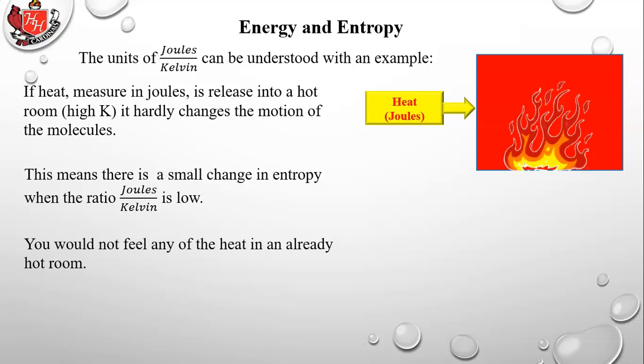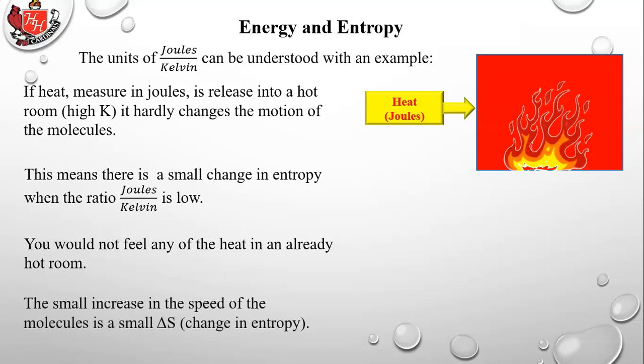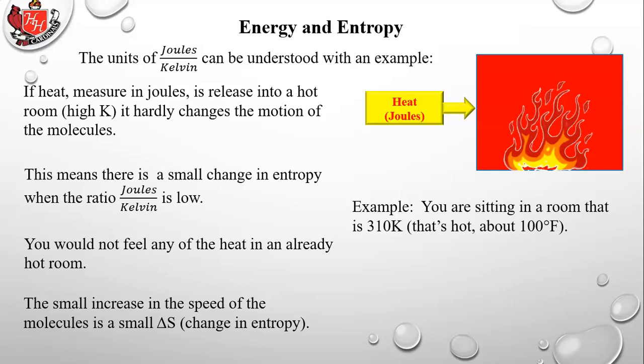You would not feel any of the heat in an already hot room. The small increase in the speed of the molecules is a small delta S, that is change in the heat energy of the molecules over the temperature. So you would hardly see any change in entropy. So example, you're sitting in a room that is 310 Kelvin. That's really hot. That's about 100 degrees Fahrenheit.